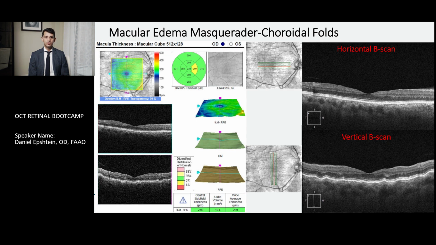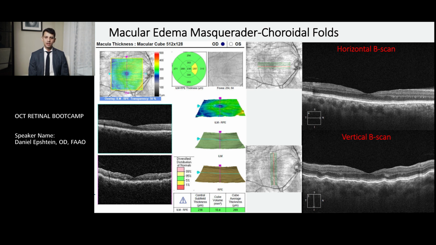Something that you won't really see too often, but it's another potential masquerader of macular edema, is choroidal folds. And these patients, they look very strange in fundoscopy. They sort of have these darkish bands going across the fundus, and you're not really sure what to make of it. It looks like maybe it's thickened, it looks like maybe not.